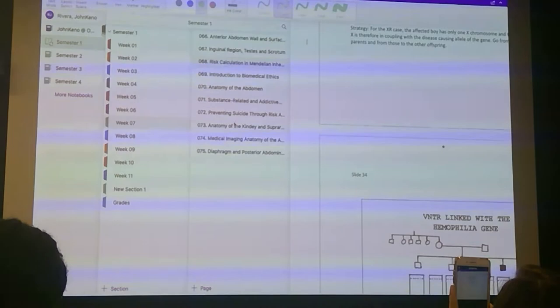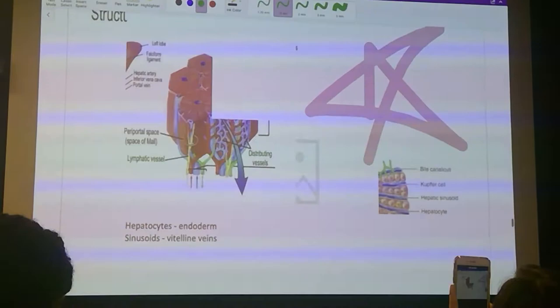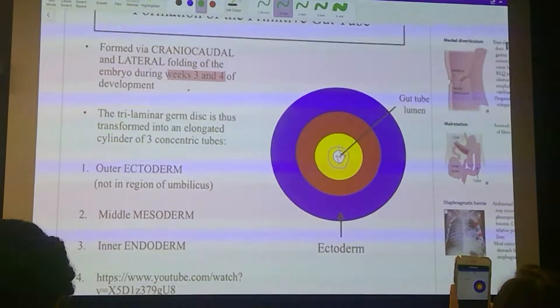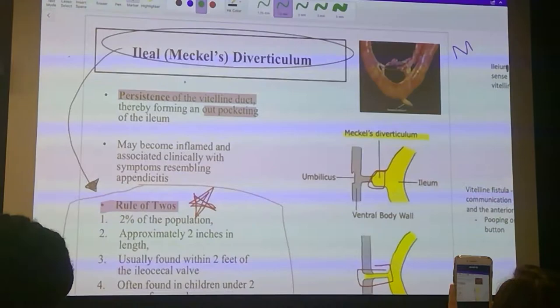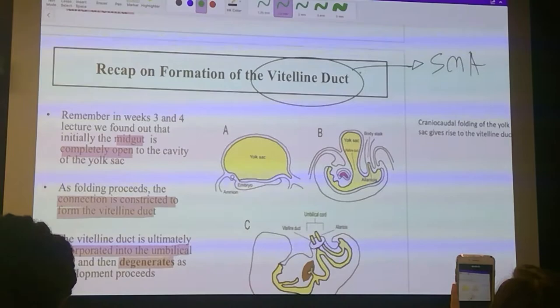Okay, embryo. Just know that the SMA is closely associated with the little duct. SMA, little duct.